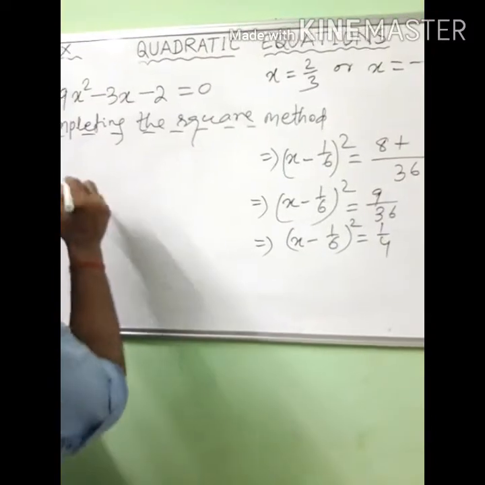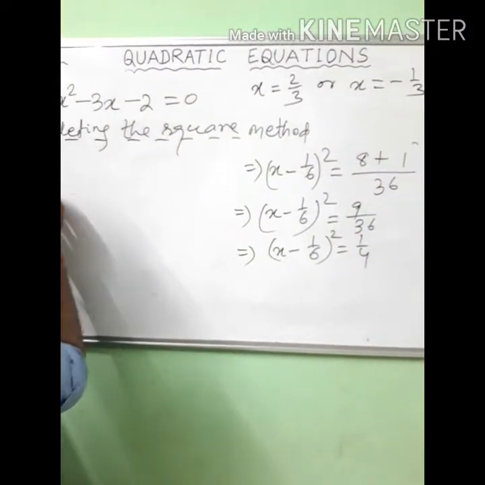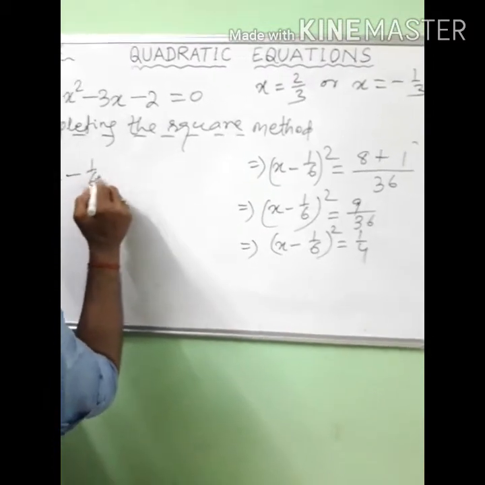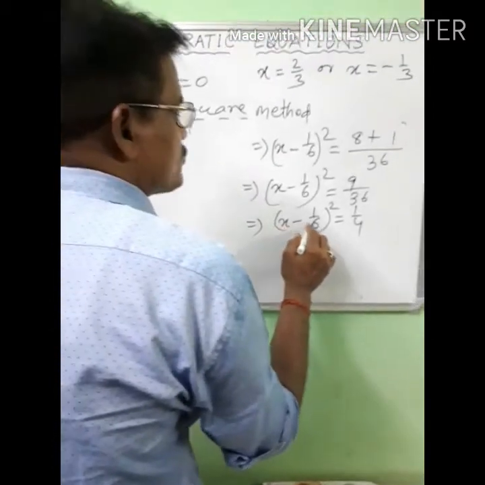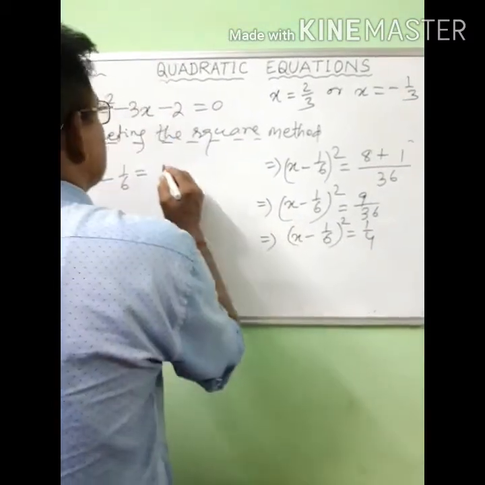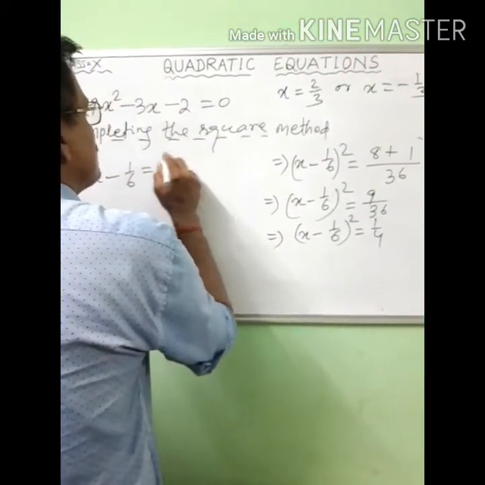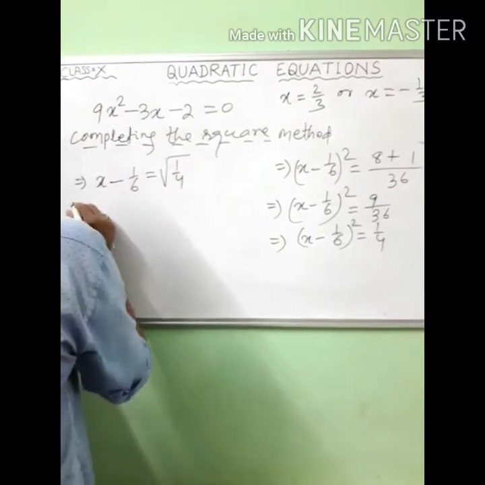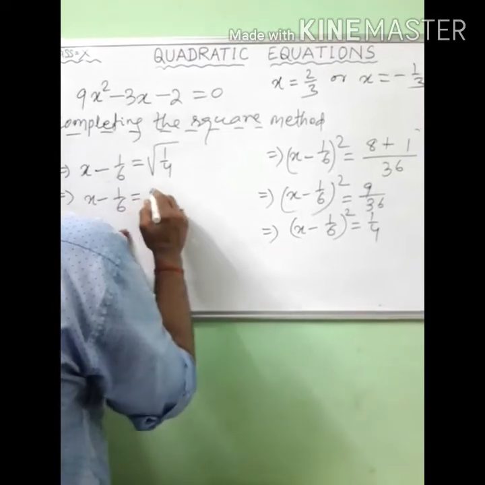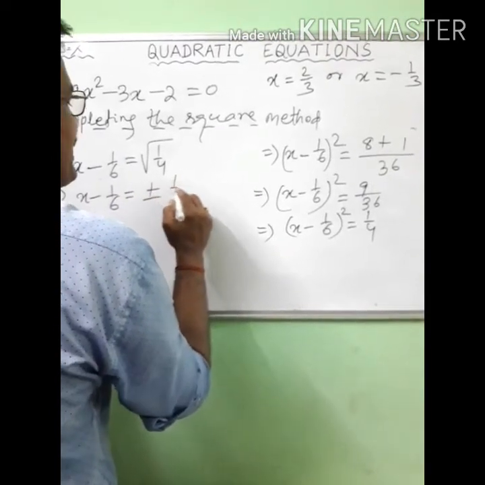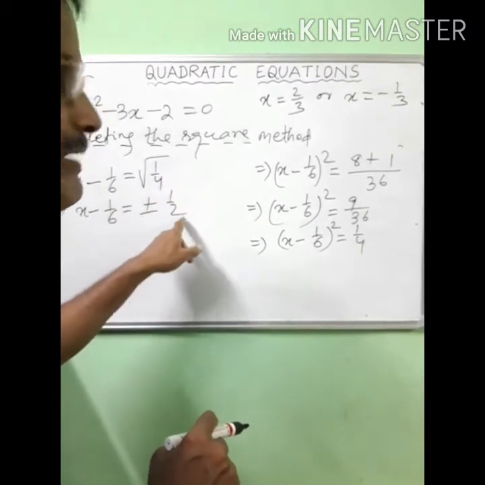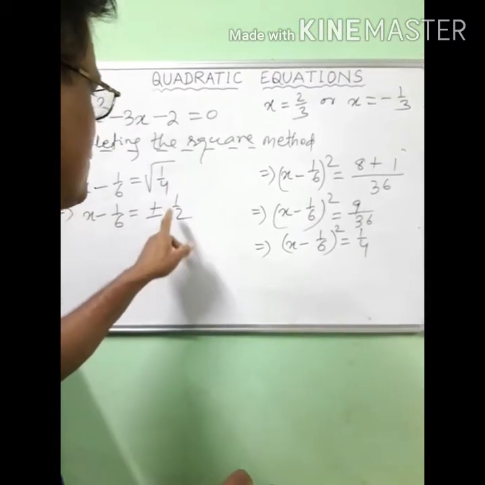Therefore, x minus 1 by 6 whole square is equal to 1 by 4. So x minus 1 by 6 is equal to root over 1 by 4. So x minus 1 by 6 is equal to plus minus 1 by 2. Root over 1 by 4 means plus minus 1 by 2. Clear? Plus minus 1 by 2.